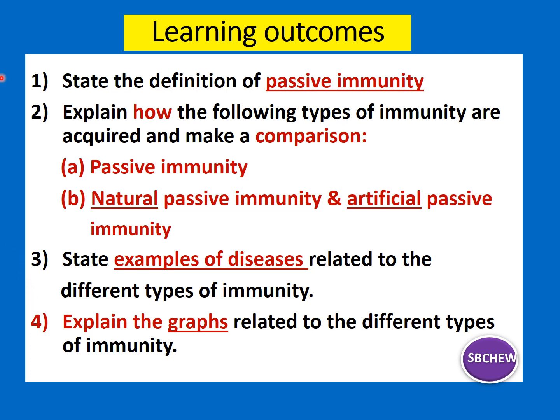The learning outcomes for this video are as follows. First, we must be able to state the definition of passive immunity. Secondly, explain how the following types of immunity are acquired and make a comparison: passive immunity, and then a comparison between natural passive immunity and artificial passive immunity. Number 3, state the examples of diseases related to each type of immunity. And number 4, explain the graphs related to the two types of immunity, which is natural passive immunity and artificial passive immunity.